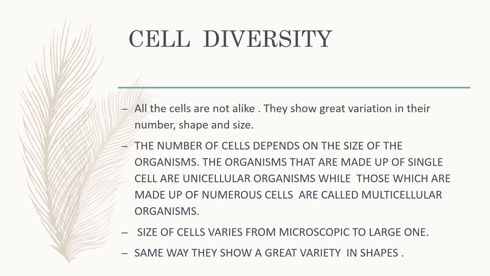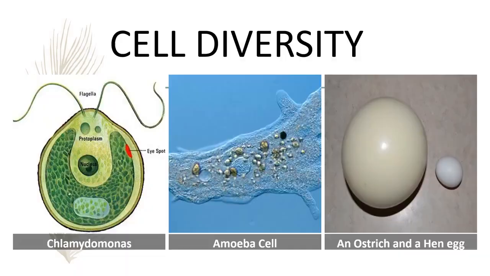Now we will take cell diversity. All the cells are not alike. They show great variation in their number, shape and size. The number of cells depends on the size of the organism. The organisms that are made up of a single cell are called unicellular organisms, while those which are made up of numerous cells are called multicellular organisms. Size of cells varies from microscopic to large ones. In the same way, they show a great variety in shapes.